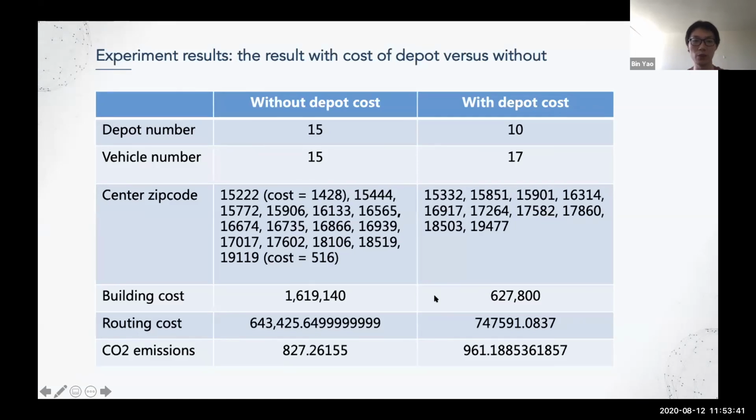And also, when we look at the CO2 emissions, the output result with depot cost is indeed higher than the solution without depot cost. So I think decision makers should decide based on whether they value the environment or the cost of scheduling all the routing. So this is the basic result we had for these two types of function.